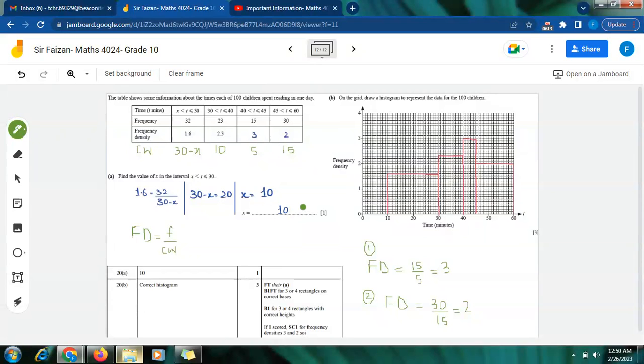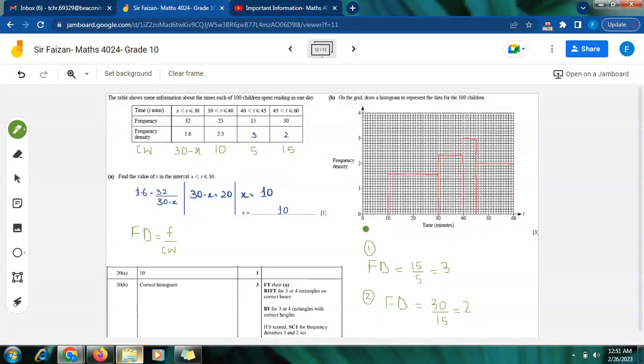In the second part, since I have to complete the histogram, I have all the values. I have the frequency densities with me, and I have the time intervals with me. So I'm starting off with the first one. Since I have the value of x now, which is 10, I will just put 10 over here, 10 to 30. The interval is from 10 to 30, and I have to plot frequency density, which equals 1.6.